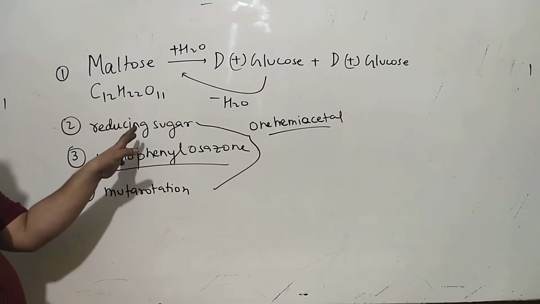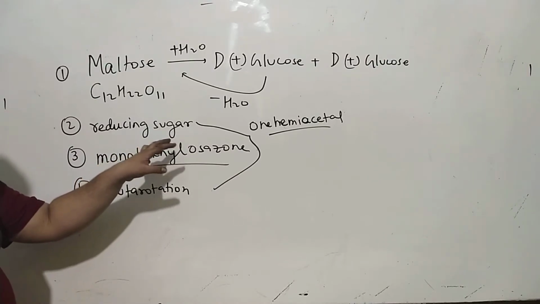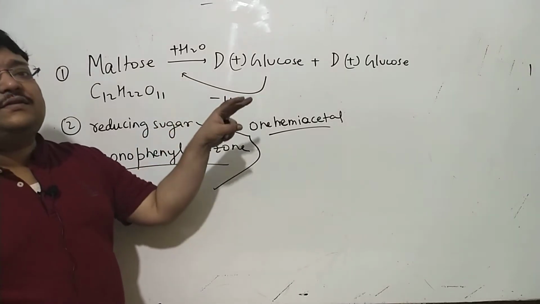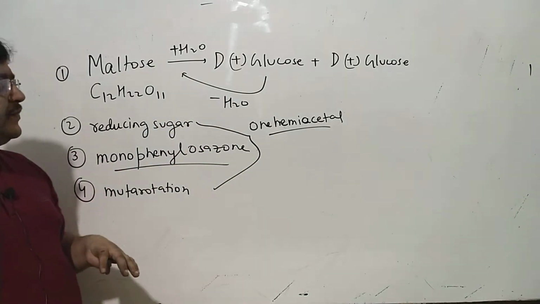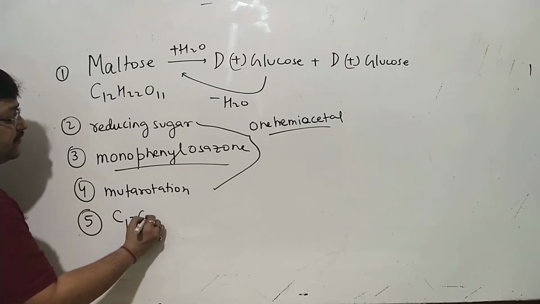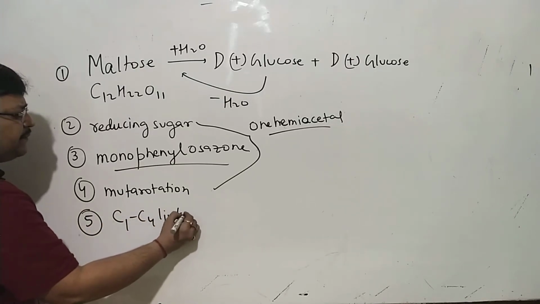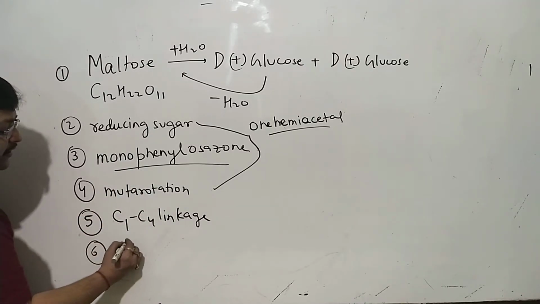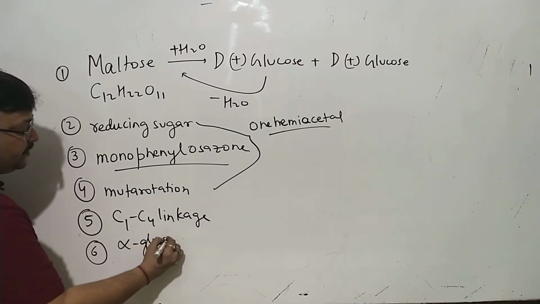Reducing sugar means it's giving positive test with Tollens, Benedict's, Fehling's. Osazone formation, mutarotation means one of the rings is in the hemiacetal form, and it can be proved that it is a C1-C4 linkage. Again, this can be proved using the pentamethyl derivative, and the enzyme here is alpha glucosidase.